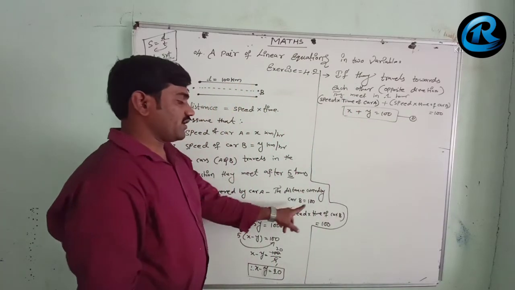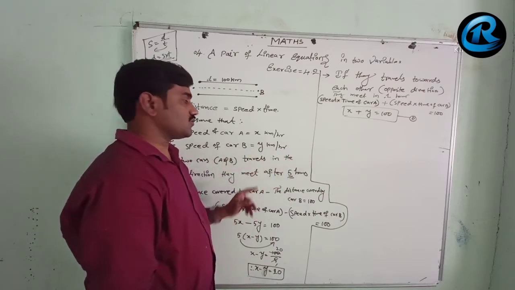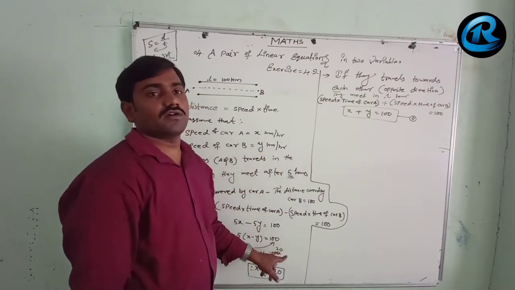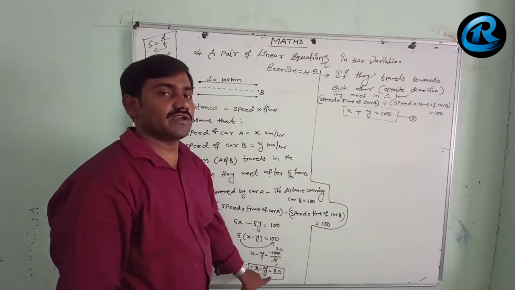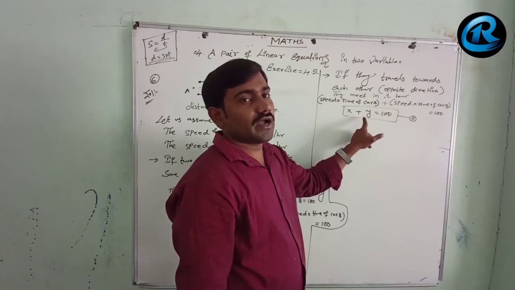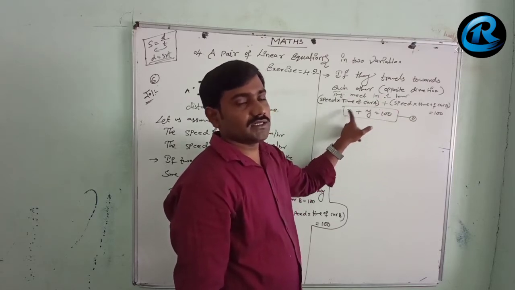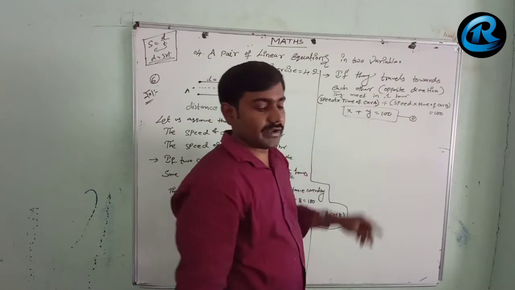Time 5 hours, no? 5 into x, they are traveling in the same direction. So 5x minus 5y equal to 100. When you simplify, x minus y equal to 20 you will get. Here only time is 1 hour. So 1 into x and 1 into y, 1 into x plus 1 into y, that equal to 100.